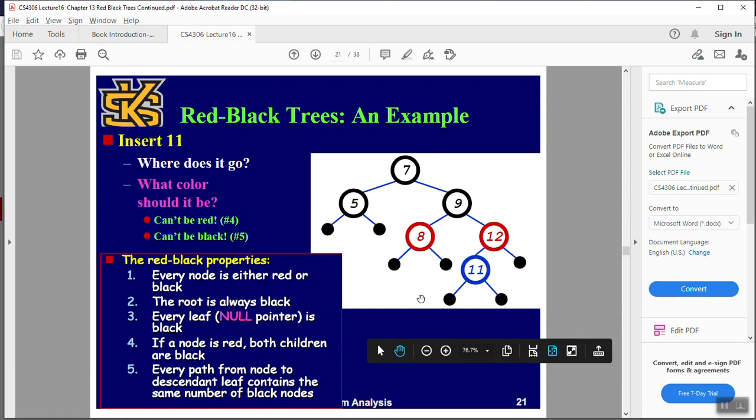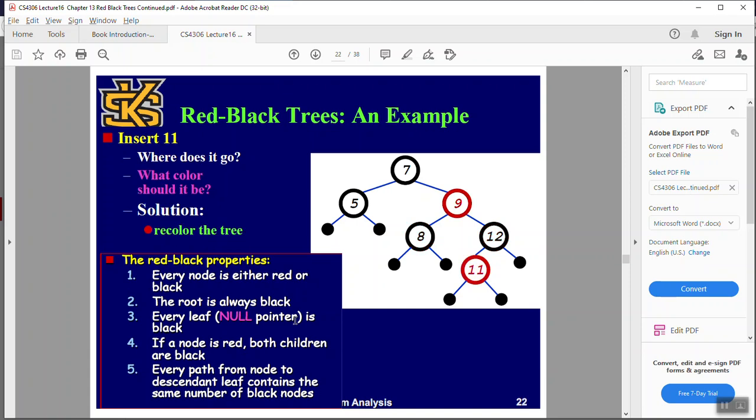So it cannot be black also. So then what's up? It cannot be red, it cannot be black. So think for a second, what do we need to do? If it cannot be black and it cannot be red, can it be any different color? No, because in a red black tree, every node must be either red or black, nothing else. So how can we solve this issue? Then we need to do a rotation. That is the thing that we will discuss.